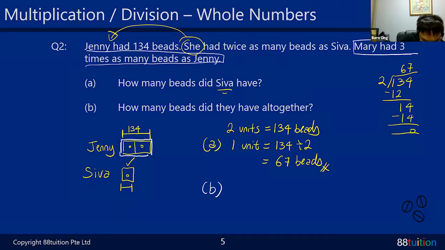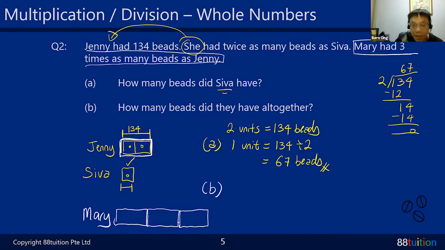Mary got three times of Jenny. That means Mary got like that. One time, two time, and three time. Can you see that? This is Mary. And remember, inside one white box got two what? Two yellow boxes. Can you see not? Inside one white box got two yellow boxes. That means Mary got what? How many units? Mary got 1, 2, 3, 4, 5, 6.